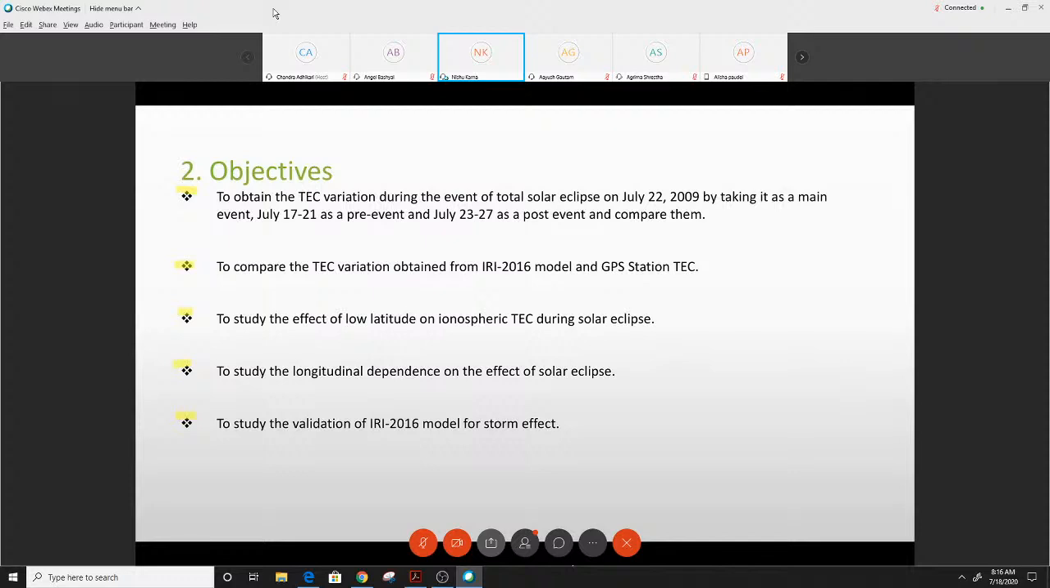These are the main objectives of our presentation, which are to obtain the TEC variation during the event of the total solar eclipse on 22 July 2009 by taking it as the main event, July 17 to 21 as the pre-event, and July 23 to 27 as the post-event, and then compare them. And also to compare the TEC variation obtained from the IRI 2016 model and GPS TEC, to study the effect of longitude and low latitude on the ionospheric TEC during the total solar eclipse, and to study and check the validation of the IRI 2016 model for the storm effect.